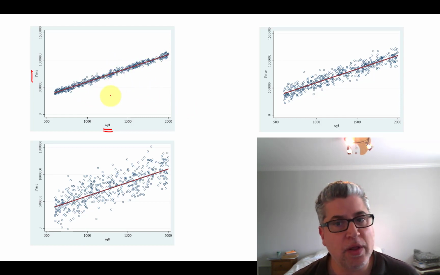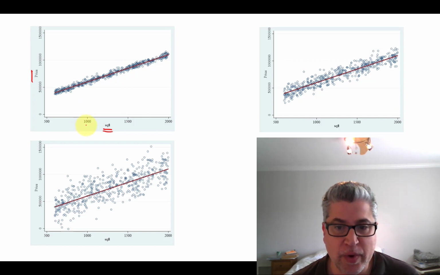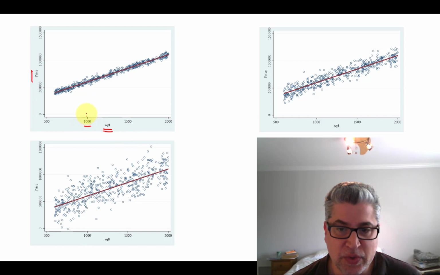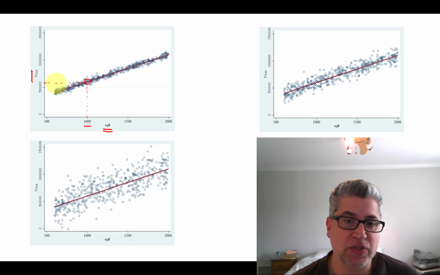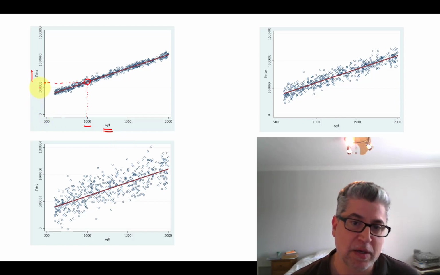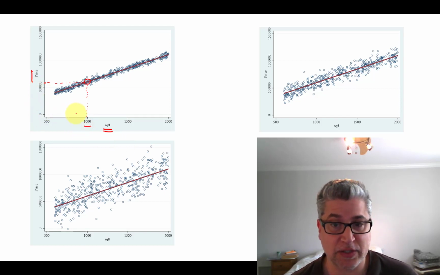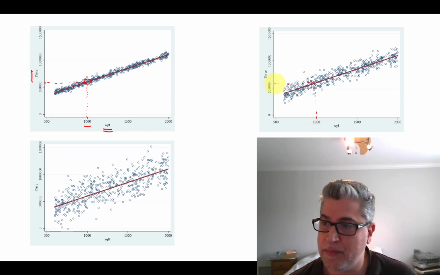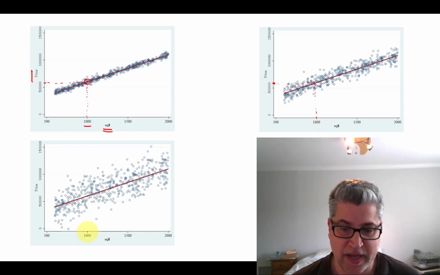So if we know what x is, like if we know we want to buy a 1,000 square foot house, then we would just use our regression model, look at that red line going through the center, see what the model would predict the price would be, and then we just read it off. And maybe it is $550,000. Now that's the case for all of these. It's going to be $550,000.